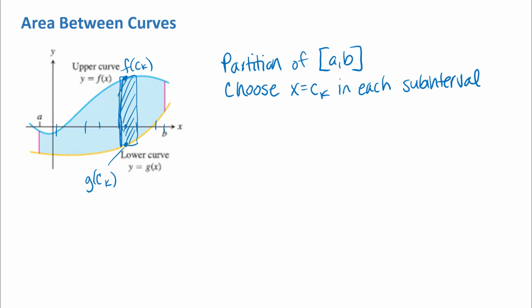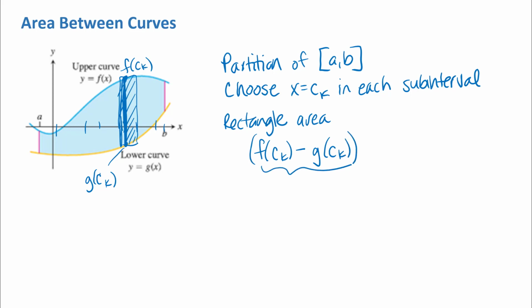And then what we want to do is represent the area of that rectangle. So we're going to have one rectangle that I drew here, and that rectangle's area is going to have a height that goes from one y coordinate to the other. So we're just going to find the difference between those two y values here. So we're going to have f, the top one, f of c sub k minus g, the bottom one, g of c sub k. And so that's going to give you the height of that rectangle.